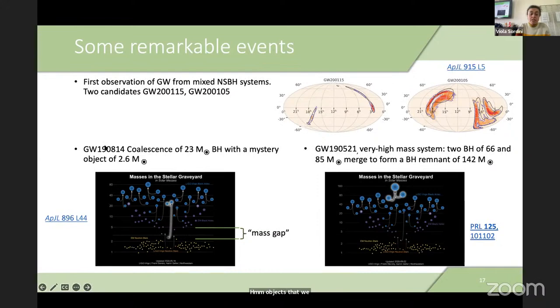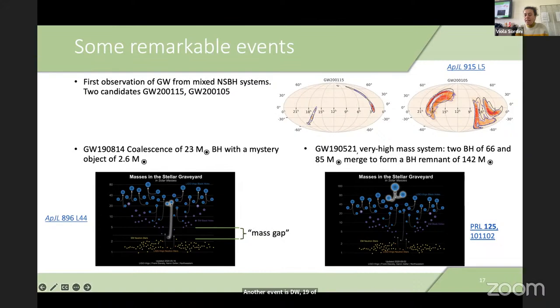For example, GW190814 is a coalescence of a 23 solar mass black hole with a mystery object of 2.6 solar masses. You actually just saw the posterior in Soichiro's talk. This is 2.6 plus or minus 0.1, right? So this is either the heaviest neutron star we've ever observed or the lightest black hole.